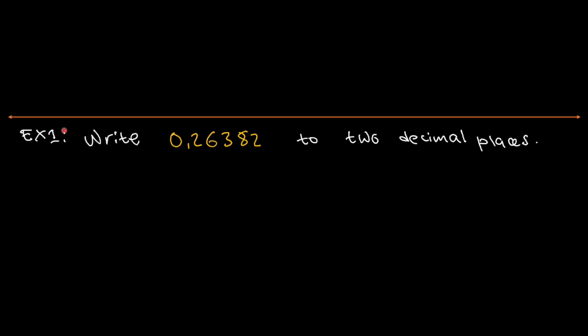All right, now the question says: write 0,26382 to two decimal places. This is key, because that means I'm going to rewrite that decimal number to two decimal places, right?